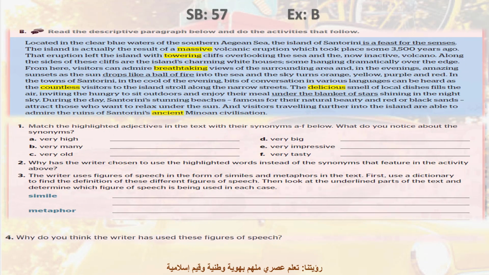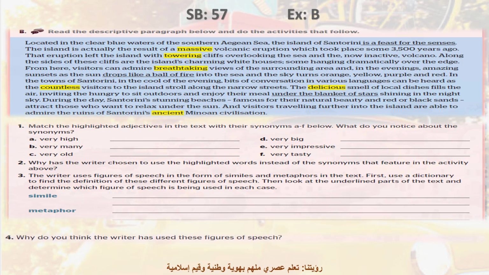Exercise B. Read the descriptive paragraph below and do the activities that follow. Actually, this exercise is a sort of integration between reading and writing. We're going to read, take notes, and use those notes while writing. Let's do the questions together. Here, in number 1, match the highlighted adjectives in the text with their synonyms A to F below. What do you notice about the synonyms?